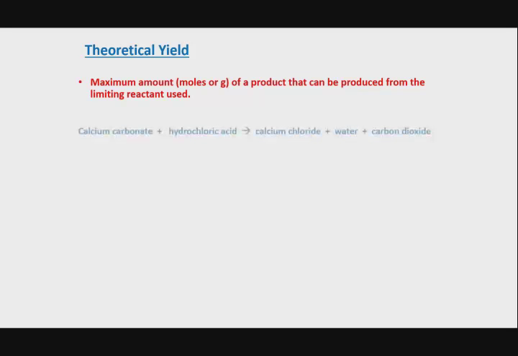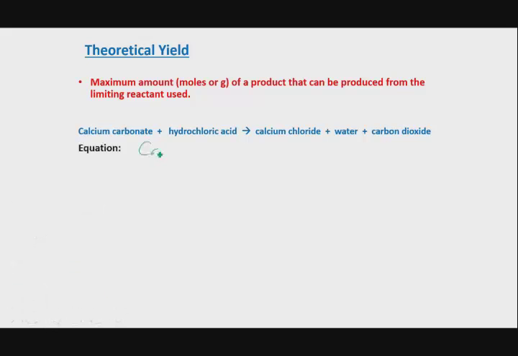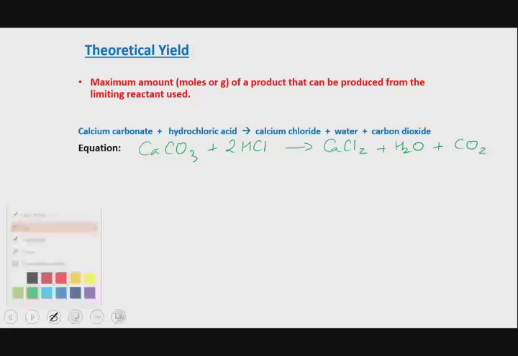So let's use an example of the reaction that we worked with before in the previous session. We wrote a balanced reaction equation for this reaction as calcium carbonate, CaCO3, plus 2HCl. It has to be correctly balanced, otherwise none of these calculations will work correctly for you. Okay, so we wrote this earlier in the previous session.